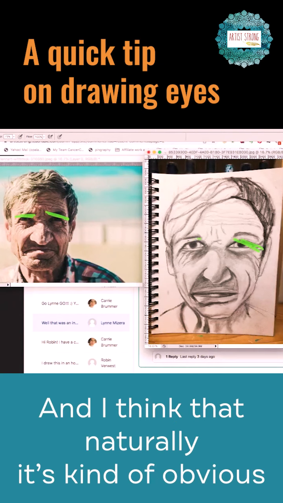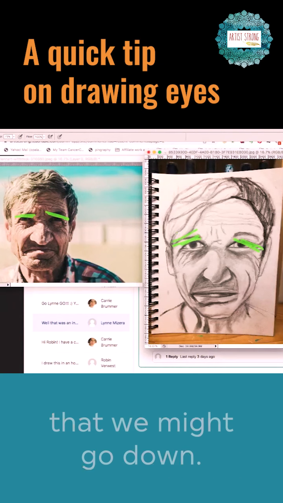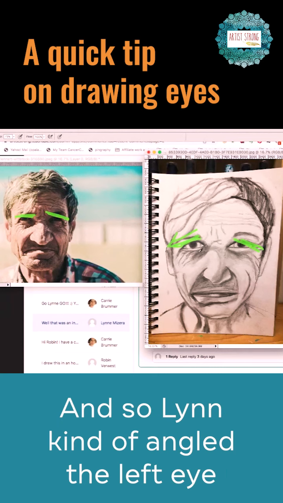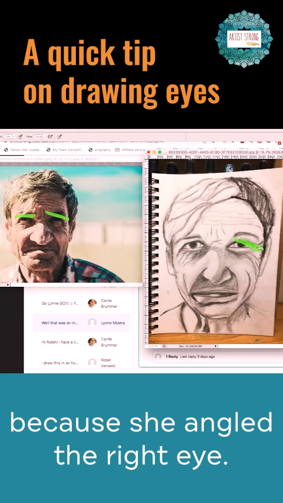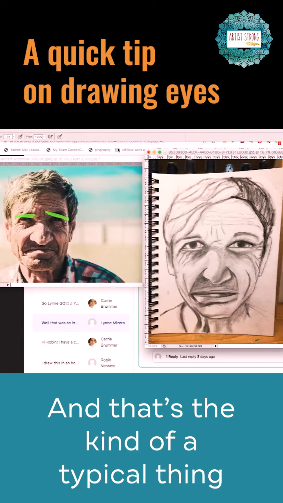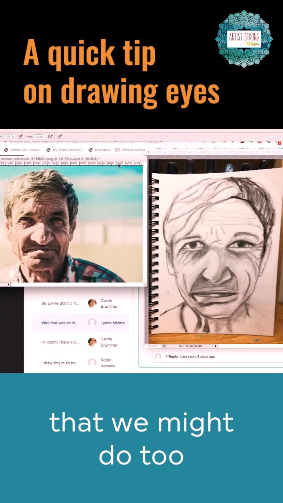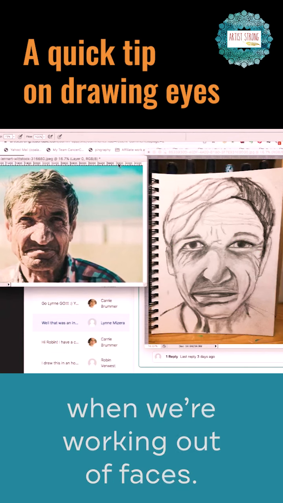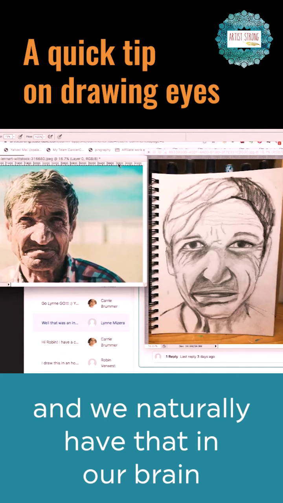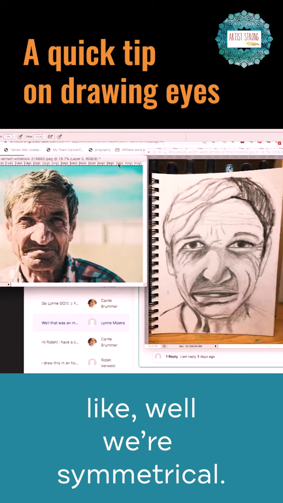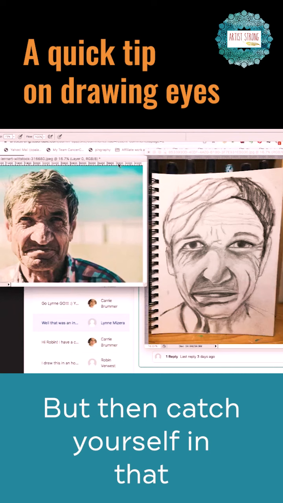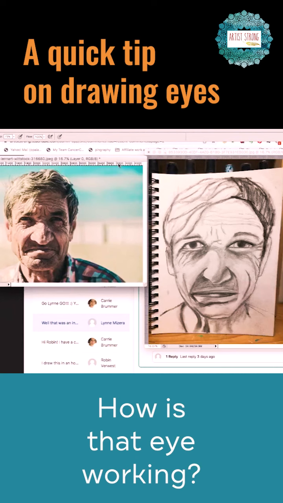And I think naturally it's kind of obvious that we might go down. And so Lynn kind of angled the left eye because she angled the right eye. And that's a typical thing that we might do too when we're looking at a face: think about the symmetry, and we naturally have that in our brain, like, well, we're symmetrical. But catch yourself and go, well, how is that eye working?